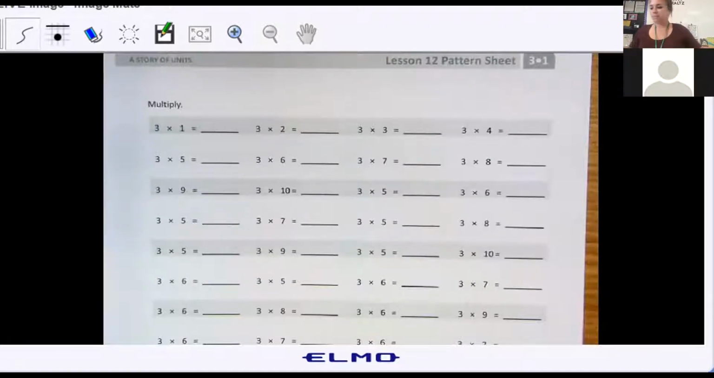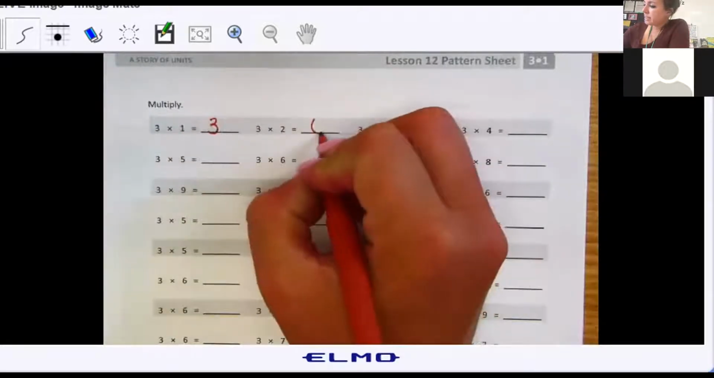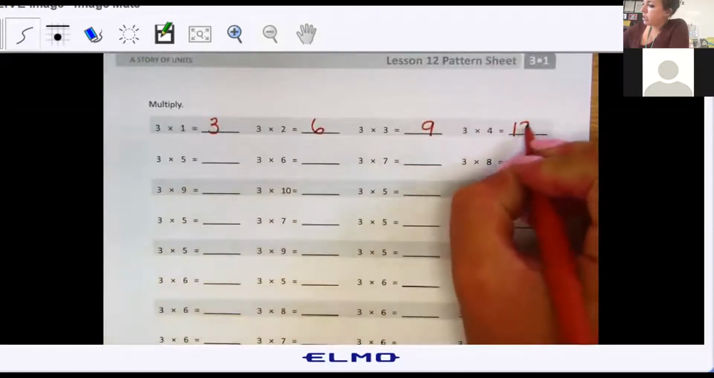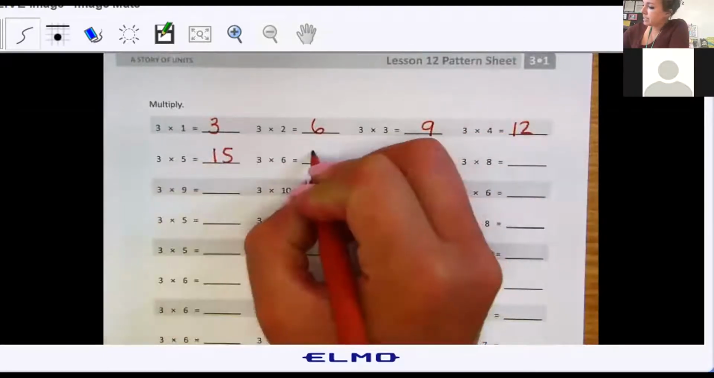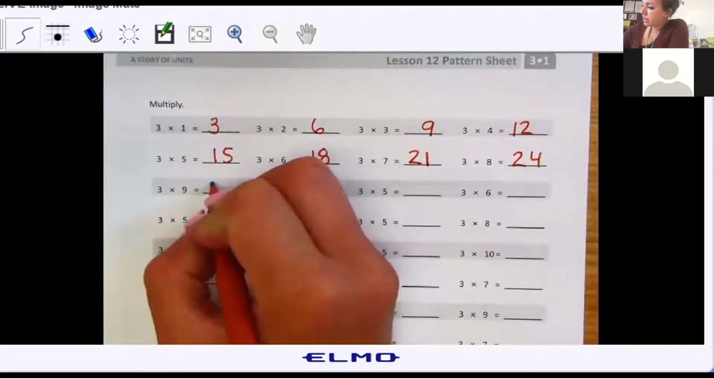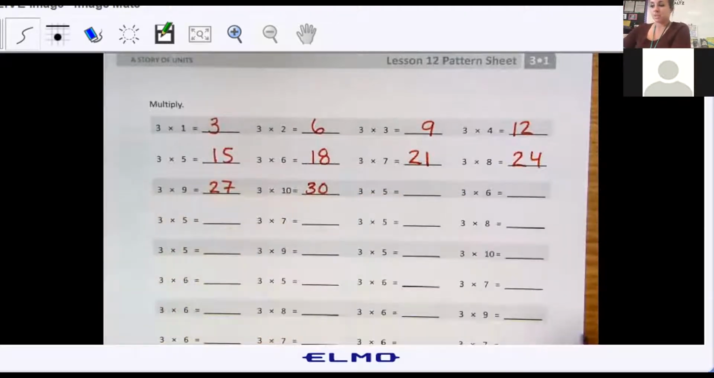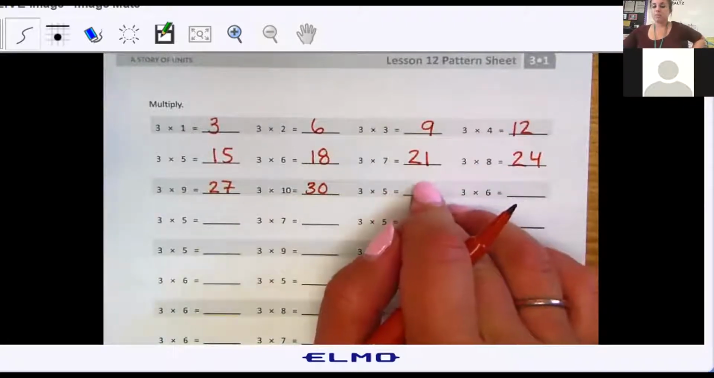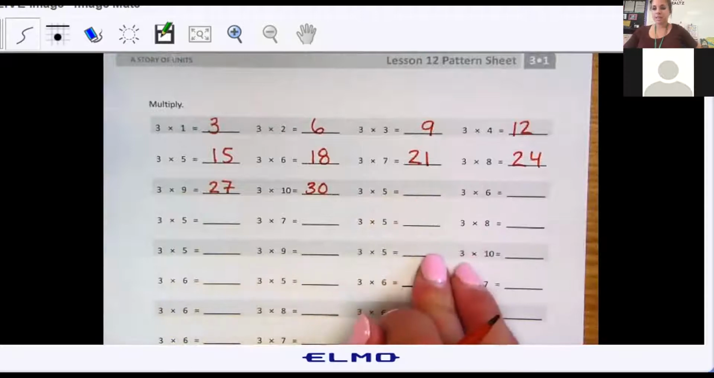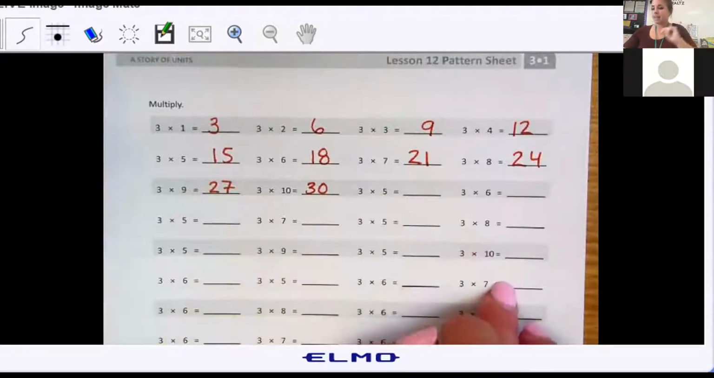Okay, let's go over these answers. 3, 6, 9, 12, 15, 18, 21, 24, 27, 30. Just knowing that song helps me answer all of those problems. Now, as I fill these other ones out, I do want to start locking those in my brain so that I remember, especially our friendly numbers with the 5s and the 10s.